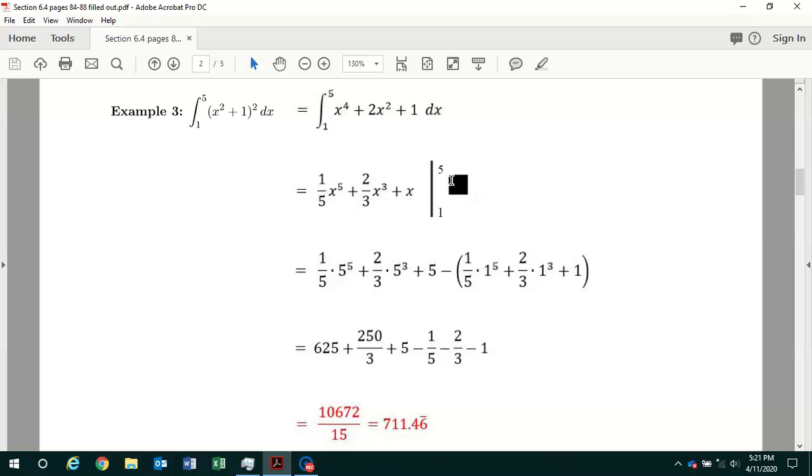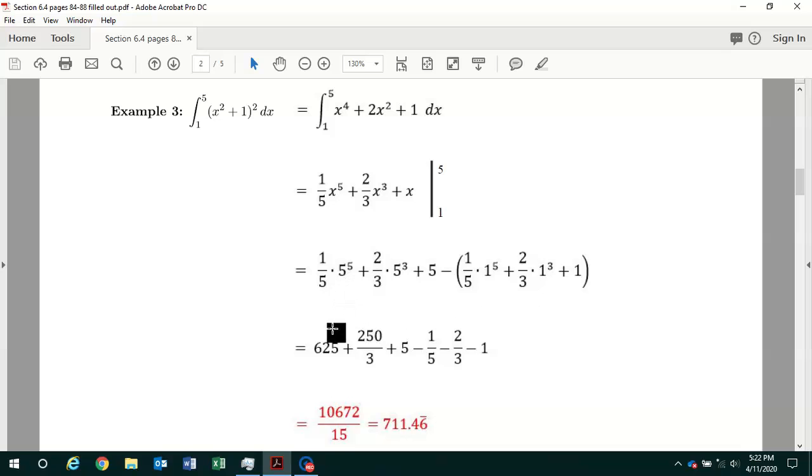So we put in the upper limit of integration, plus 5, in for x, and we get this right here. And then we subtract and put in parentheses the lower limit of integration for x. And when we replace x with 1, we get this down here inside the parentheses. And now it's all arithmetic, and we have to follow the order of operations.